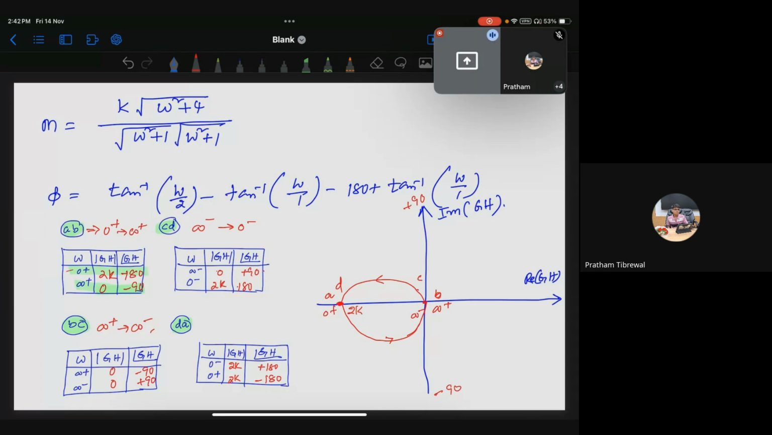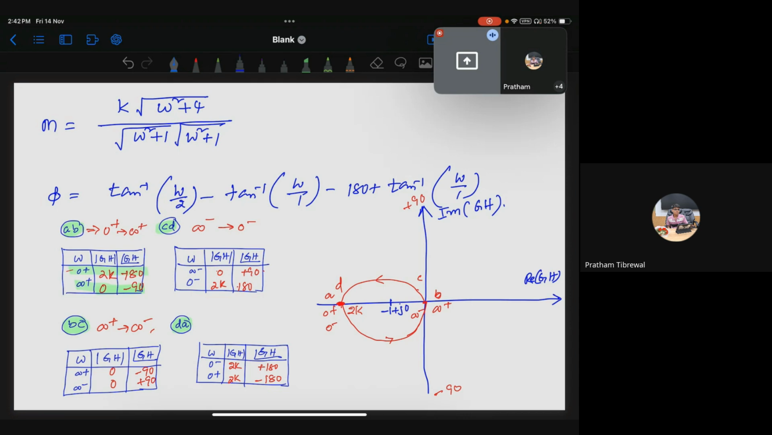Is this clear? Next point. Final one is 0 minus to 0 plus, that is this point only, AD. So 0 minus. Is this clear? Can you see the plot now? Yes, sir. So now this is your point, minus 1 plus j0.